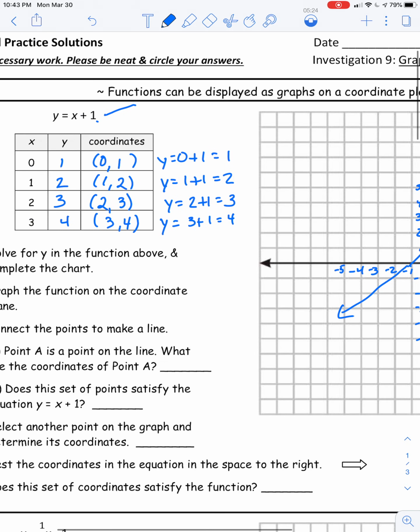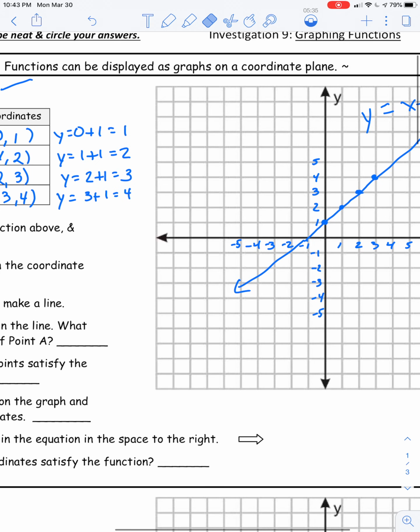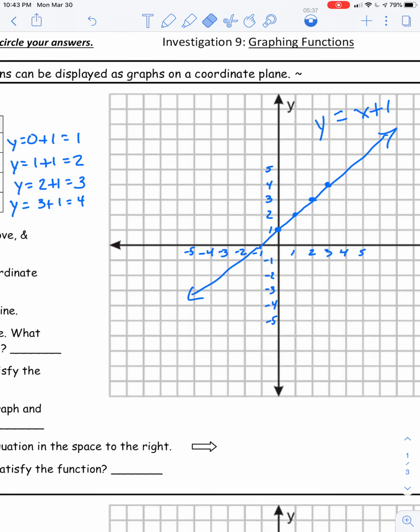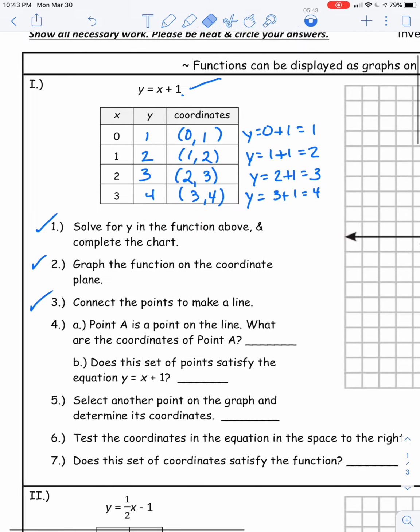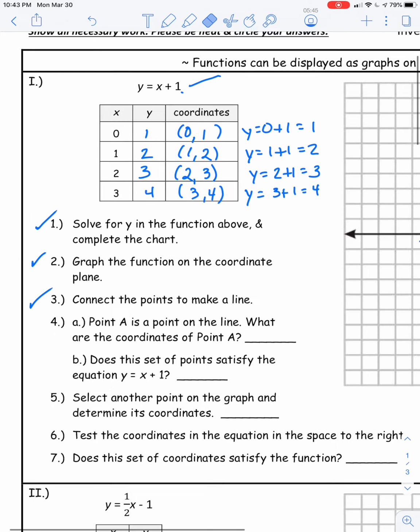I could test a whole bunch of other numbers over here. I could continue down here with a 4, 5, 6. I could use negative numbers. But in this case, we only needed enough points to plot. Actually, you only need 2 points to plot a line. In this case, they gave us 4. Okay, so the next thing that we want to look at is number 4.